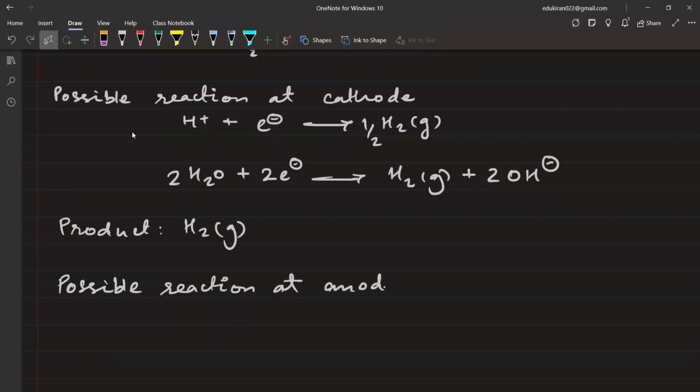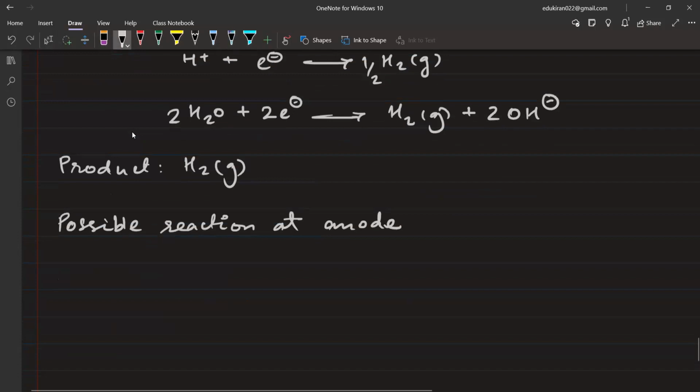Next, let us look at the possible reactions at anode. अब anode में हमारे पास दो species हैं. We have water and we have SO4 2 negative. ठीक है. तो थोड़ा सा ध्यान दीजिएगा. When you have a water भी बड़ा है और SO4 2 negative भी बड़ा है. दोनों ही बड़े. So what happens when you have dilute solutions? तो dilute solution में क्या होगा? SO4 2 negative will not be in high amount. वो बहुत ही कम amount में होगा. That is why water will take preference and this reaction will happen.